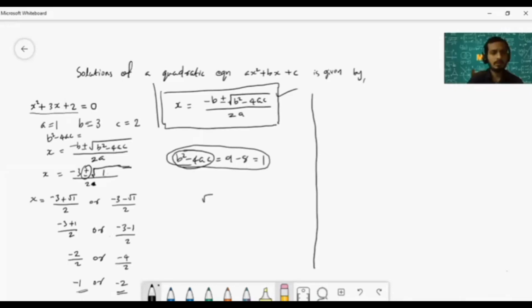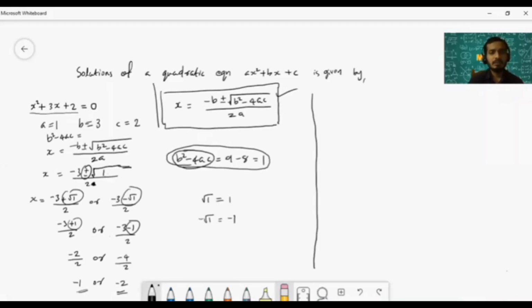Yes, root 1. Root 1 is simply 1, and minus root 1 is minus 1. Okay, so we want to take both separately. So plus root 1 is 1 here, and minus root 1 is minus 1 here. So we take both, so both are possible solutions.